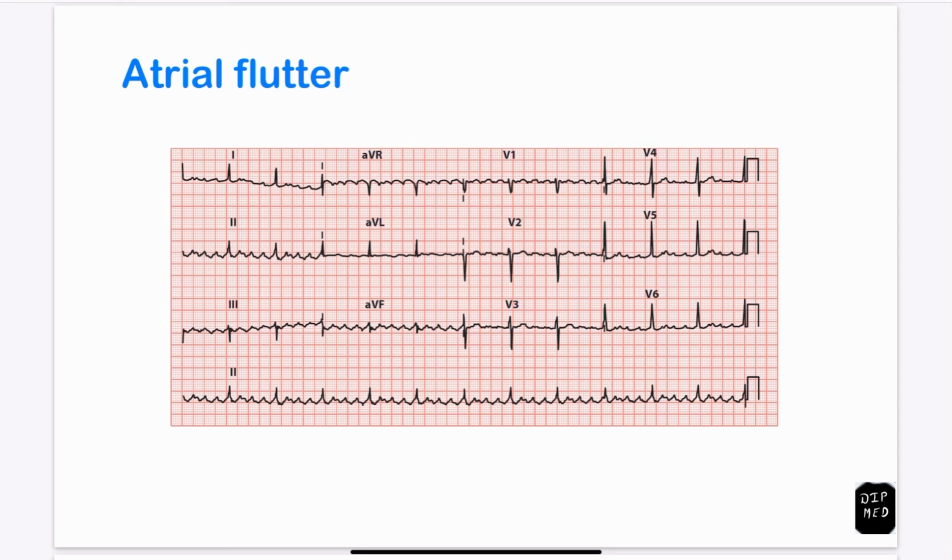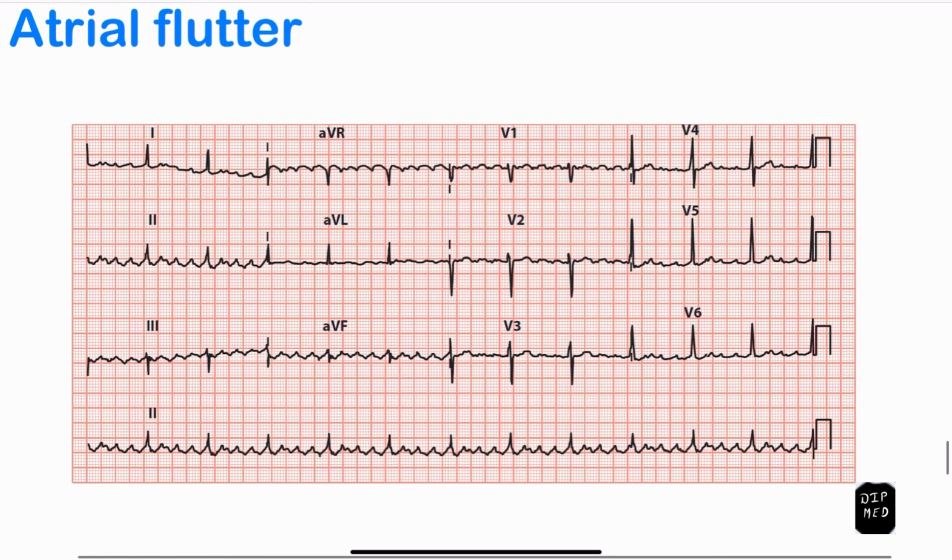The key difference between the two is seen in the ECG. This is an ECG of a patient with atrial flutter. Notice the sawtooth pattern of waves between the two QRS complexes. You can see them in every lead. These are called flutter waves and are consistent with atrial flutter.